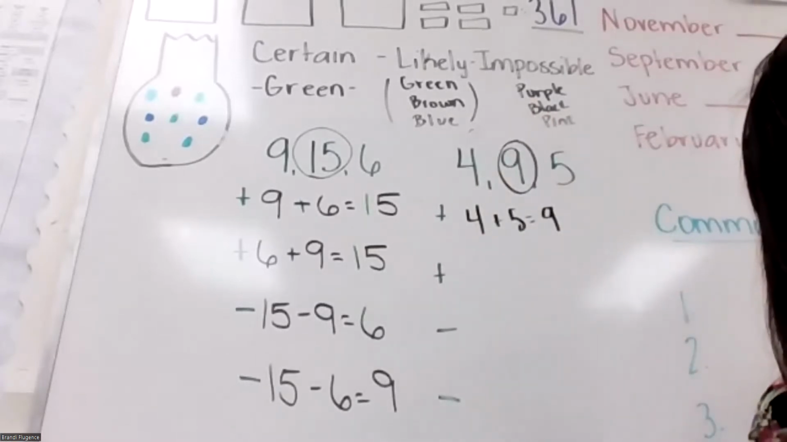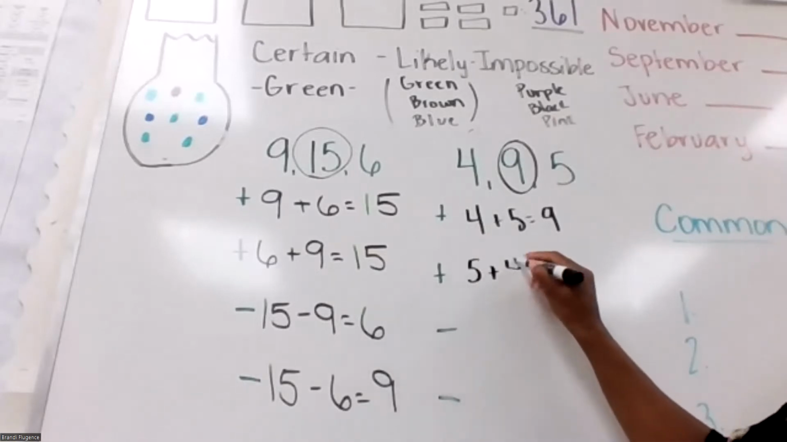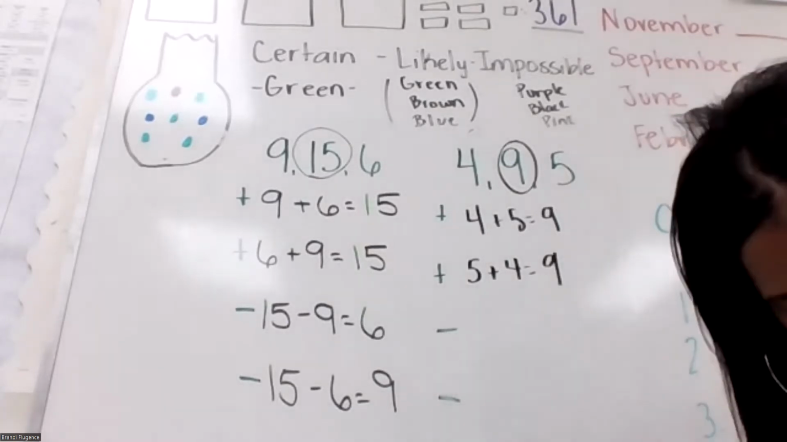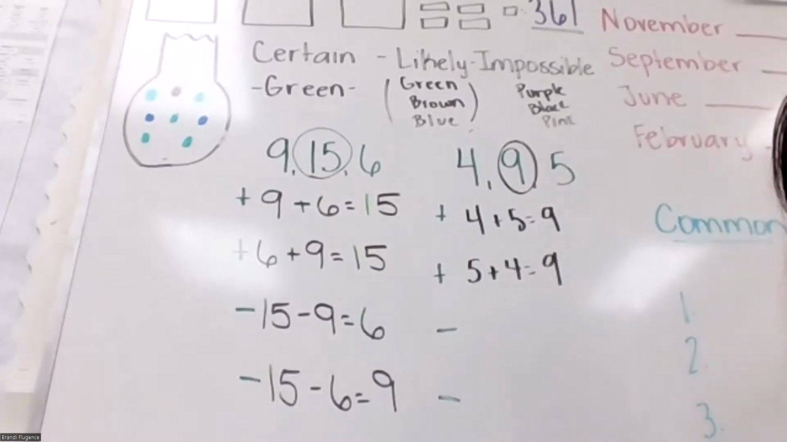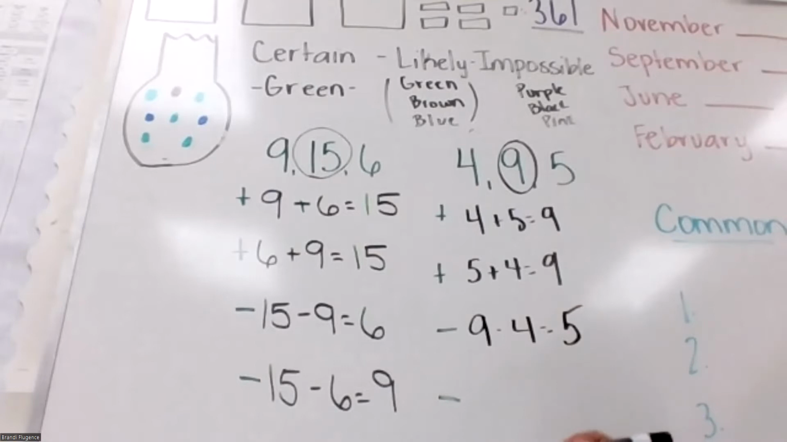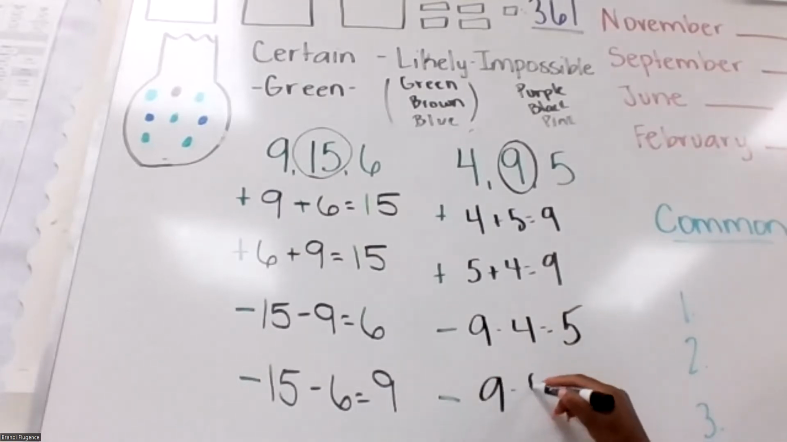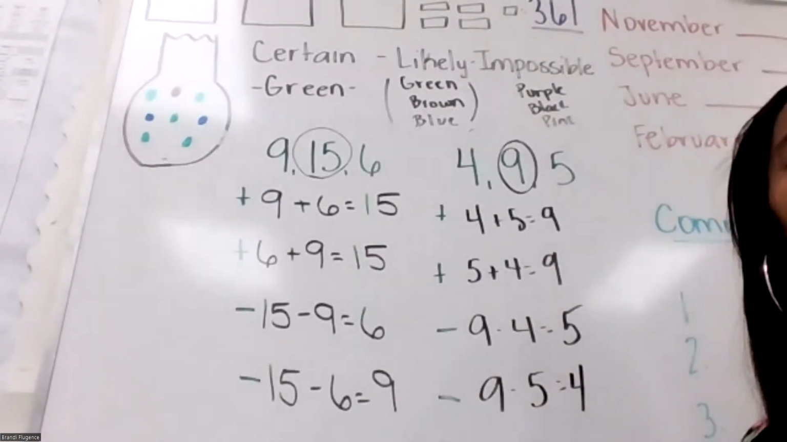What's another addition fact? 5 plus 4 equals 9. Good. What about subtraction? Narayan? 9 minus 4 equals 5. And then another subtraction fact. 9 minus 5 equals 4. Good. Wow, y'all are super smart. Good job. So that's how we make a fact family.